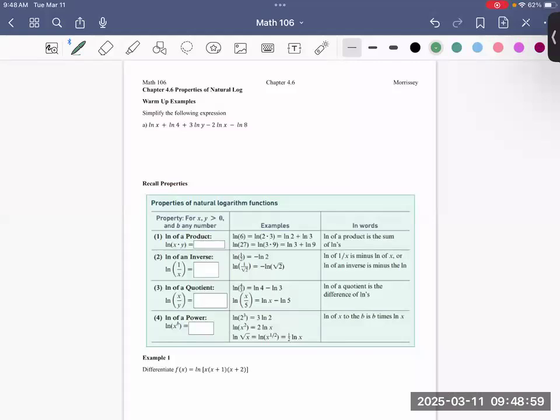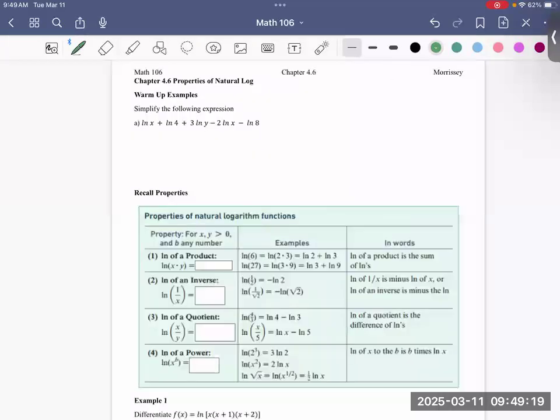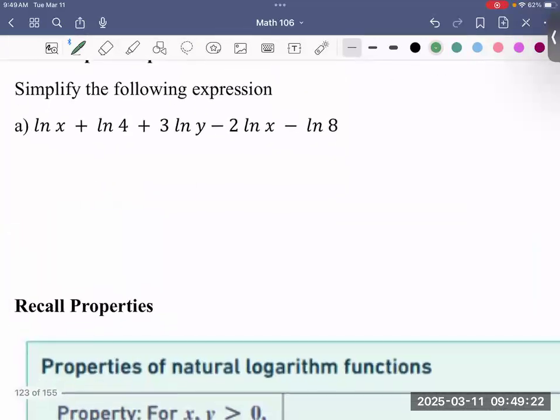Welcome to Math 106, Chapter 4.6, where we're talking about properties of natural logs and then using these properties to help us with a shortcut to differentiating, so to deriving. So first up, let's just get a warm up by simplifying the following with your properties of logs.